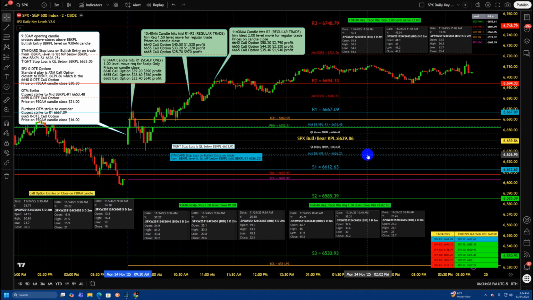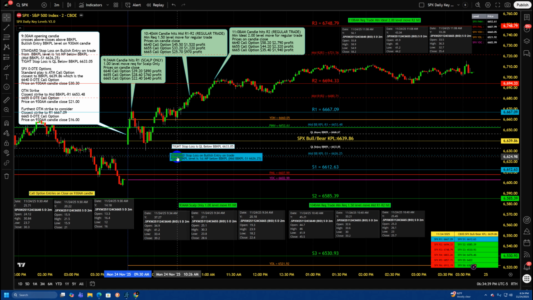Okay, so now we're just going to close out this video by briefly running through the trades today. So this is the same chart, it's just that now we have through the end of the day, and as you can see here, we have our cross above, close above the bull bear key price level. We have our tight stop loss below the bull bear key price level on this bullish trade taken on the 9:30 a.m. opening candle that closed above.